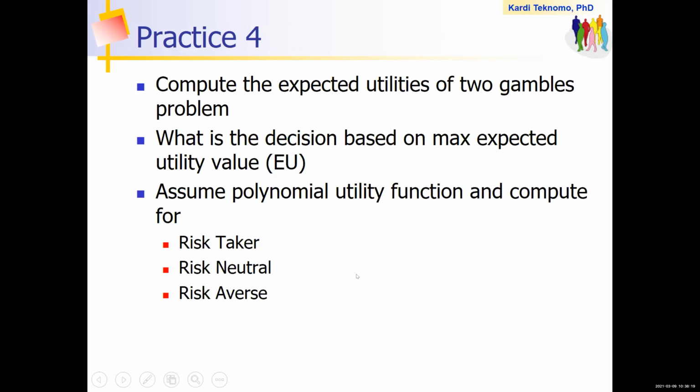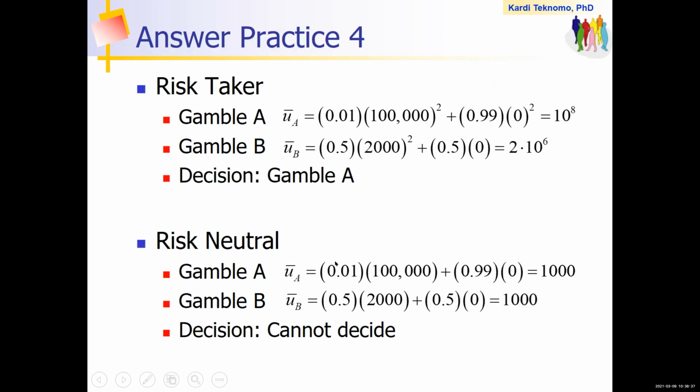Can you again compute the expected utility of the two Gumbel's problem based on EU, expected utility? Again, you assume that it is a polynomial utility function. In this case, you will compute something like this. I want you to practice this and then tell me if you understand or not.